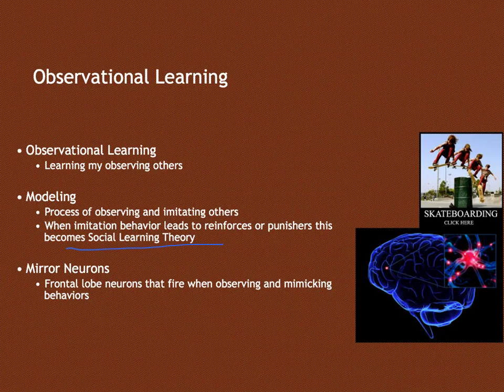Okay. Now, what neurologically is the explanation for this? Well, it's the mirror neurons. Mirror neurons fire when observing and mimicking other people's behaviors. Now, you might think that because we're mimicking others' behaviors, we have to observe those behaviors, so you might think it's in the occipital lobe. Well, in fact, mirror neurons are in the frontal lobe, as you can see in the image right here.